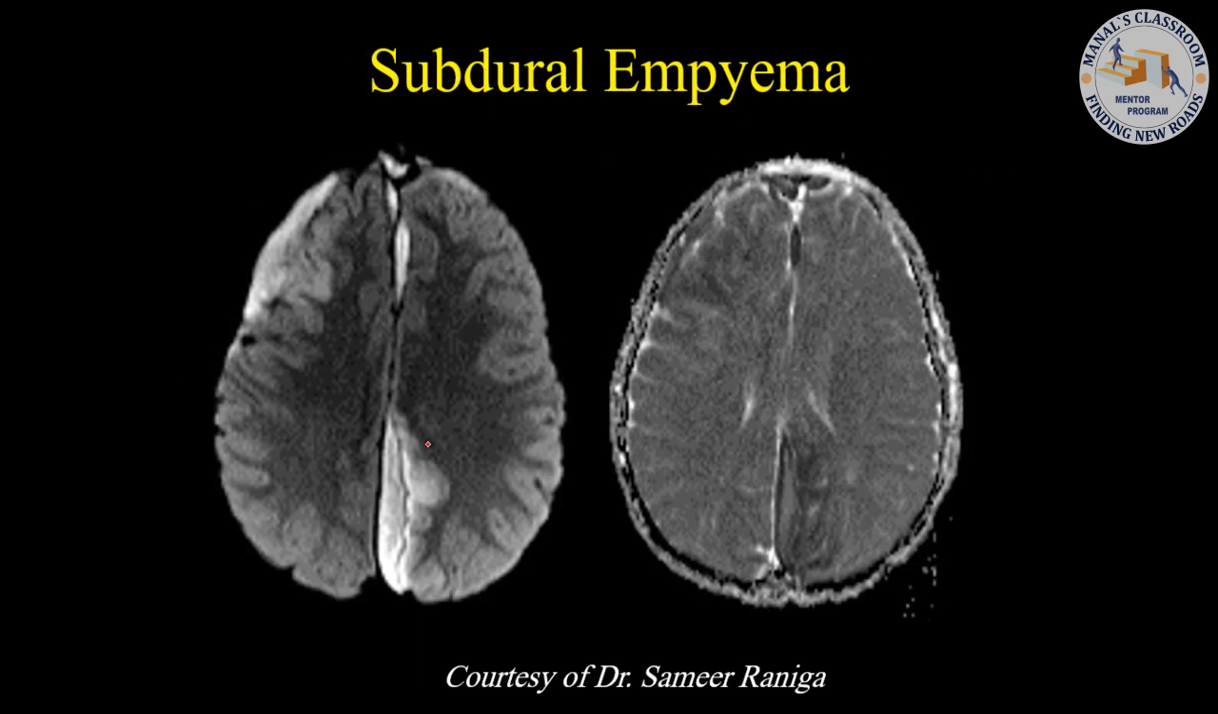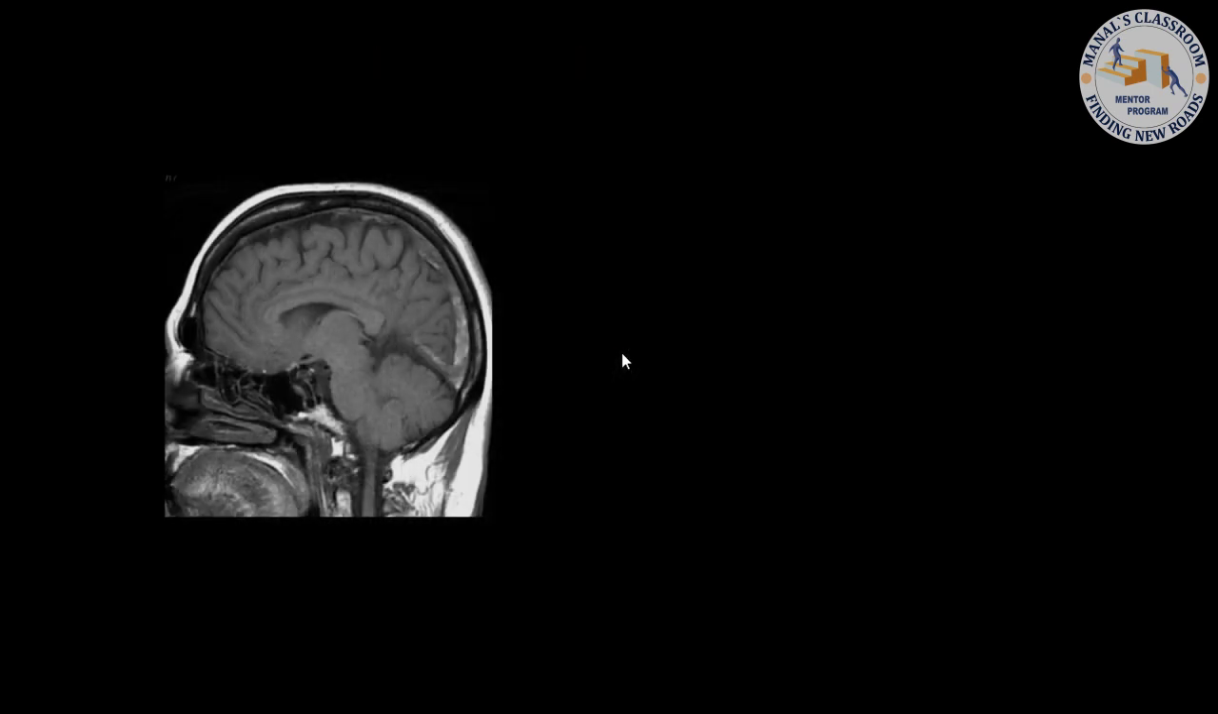And another example here, this was on diffusion weighted imaging. This is the diffusion study, and we can see high signal here along the paramedian aspect of the falx. And when we look at the ADC maps, we can see there's actually low signal on the ADC maps as well. So here's a diagnosis here. This is another potential complication of a patient that has acute sinusitis.